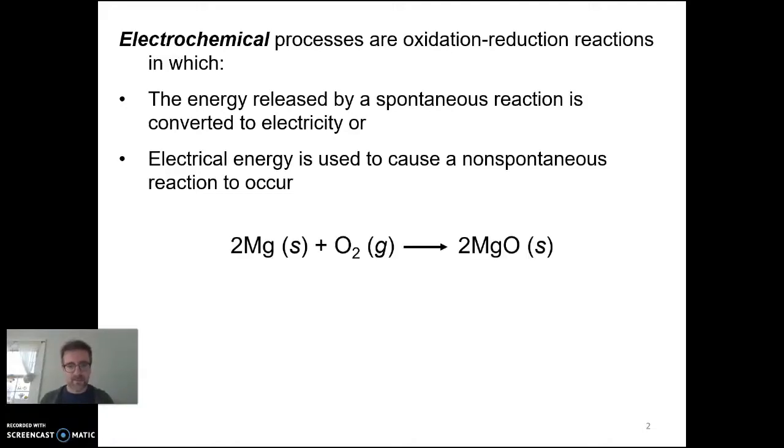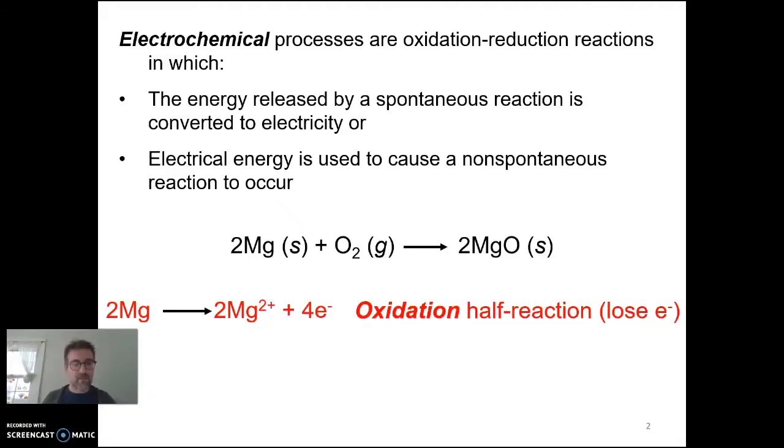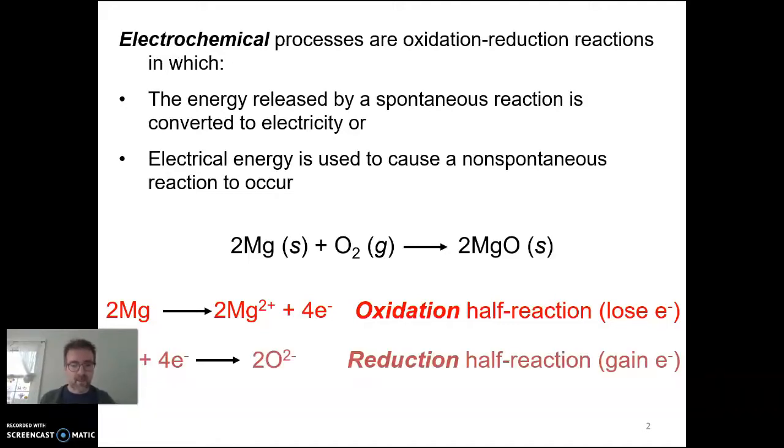This is an example of an electrochemical process. We split the reaction into two half reactions. We have the oxidation half reaction, which is the reactant that loses electrons, and we have the reduction half reaction, which is the reactant that gains electrons. So in this case, elemental solid magnesium is oxidizing, it's losing electrons, and oxygen is gaining 4 electrons to become 2 dianionic oxygen atoms. So we have to think about the oxidation states of the various components of our reaction and how they change from reactant to product.